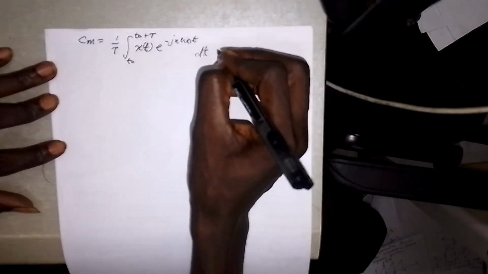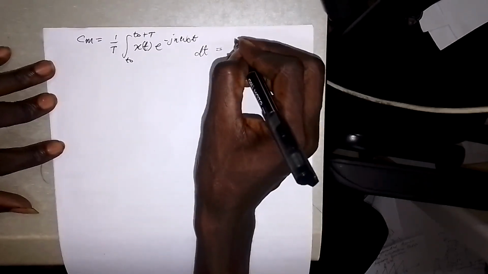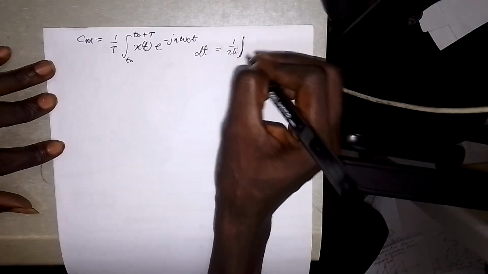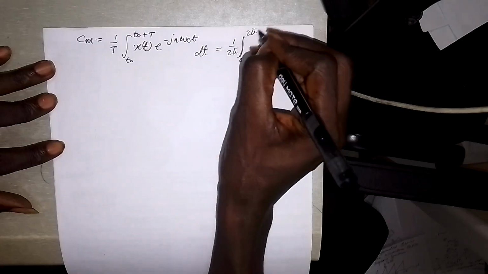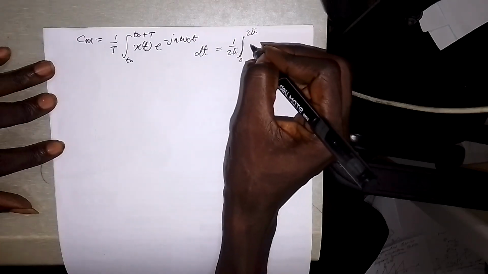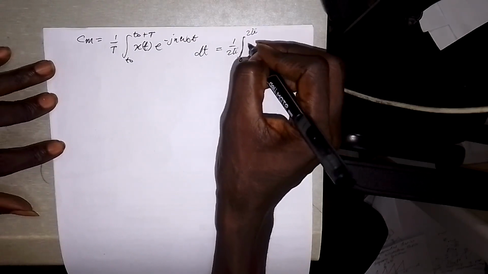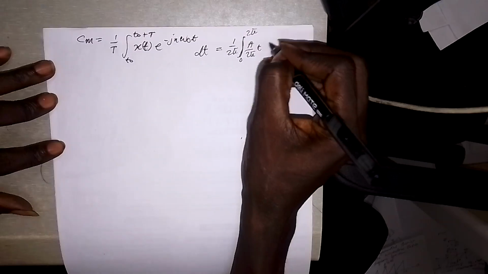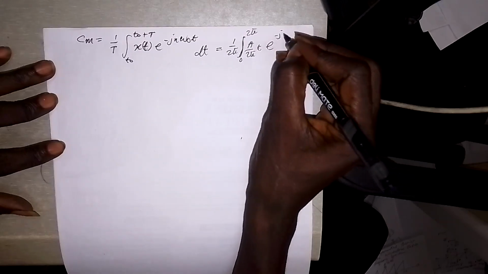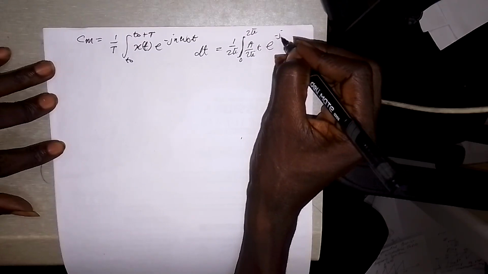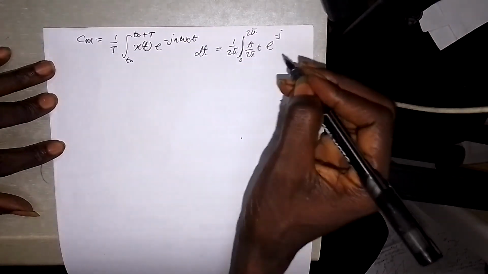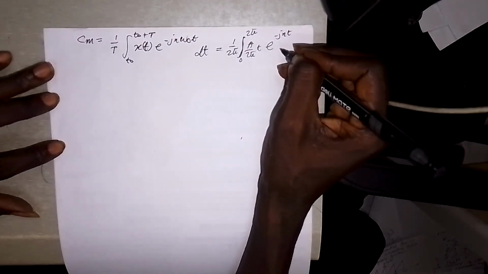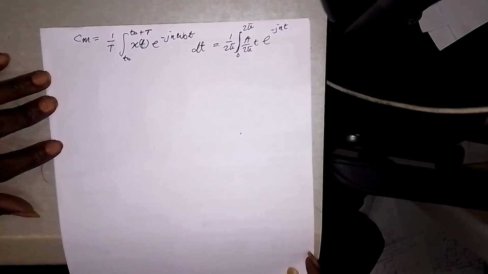So this is actually equal to 1 over 2 pi, into the integral from 0 to 2 pi of x of t. So x of t here is a over 2 pi t, into e to the minus j, but here omega naught is 1, so it will be n t. Alright, so this is going to be my Cm.